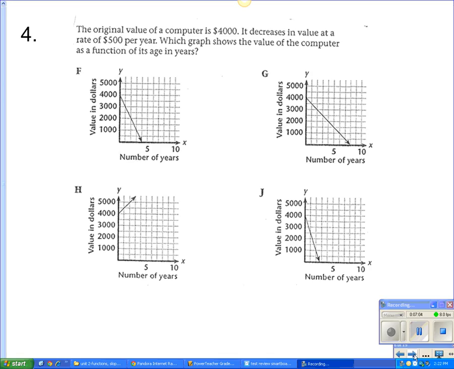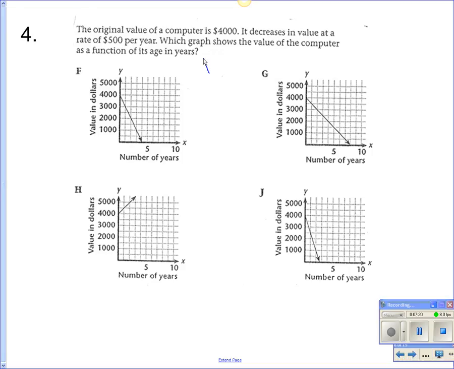Number 4. Blake, read it. The original value of the computer is $4,000. It decreases in value at the rate of $500 per year. Which graph has the value of the computer as a function of its age in years? Good. Ethan G., help me write a y equals for this one.